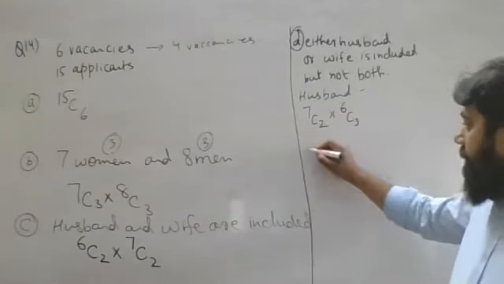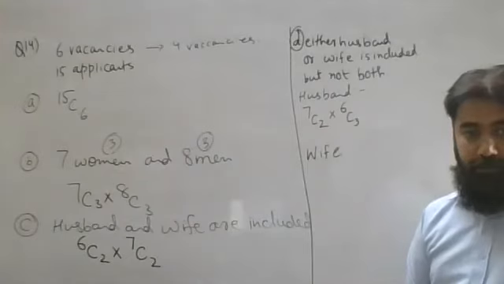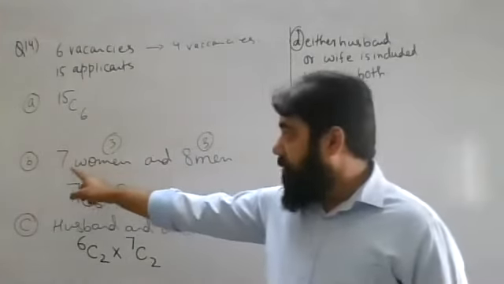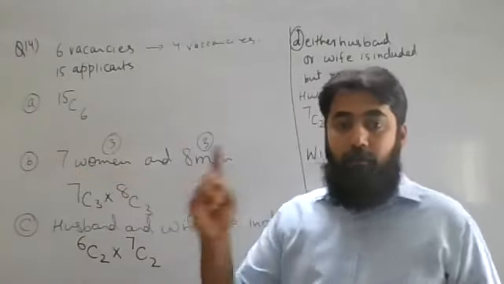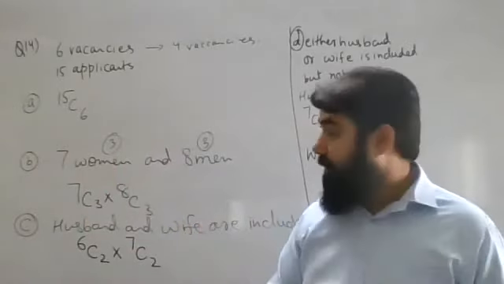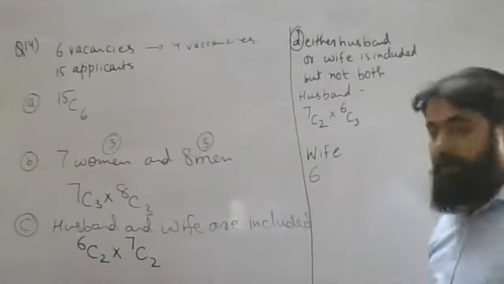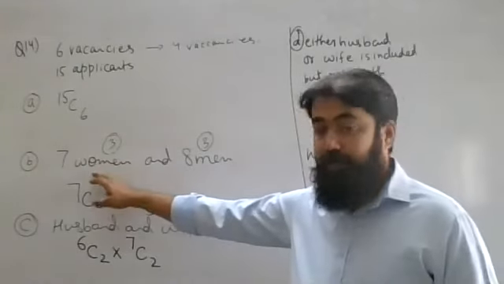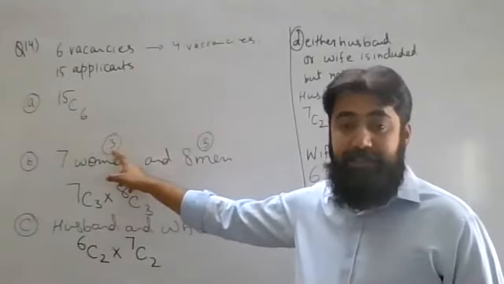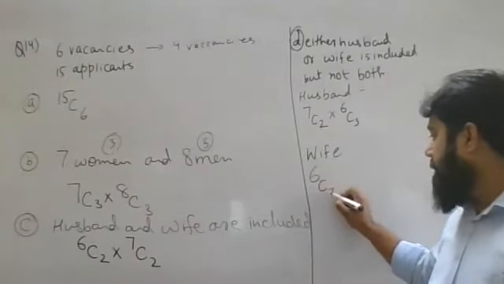After that, for instance, I am saying that wife is selected. So what will happen? If wife is selected, we have got 7 women, 1 is already selected, meaning 1 vacancy is already filled. So how many women will be remaining? 6 women will be remaining. And when 6 women are remaining and wife is already selected, how many vacancies will I have? 2 vacancies will be left. So I will write 6C2.